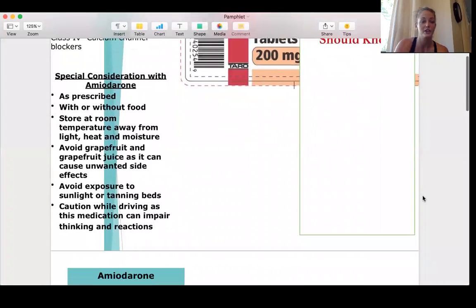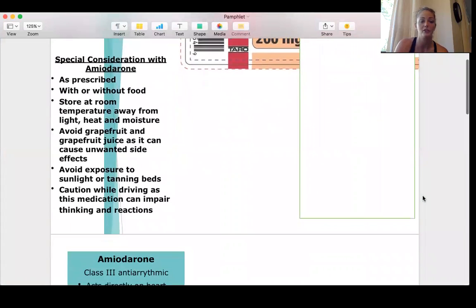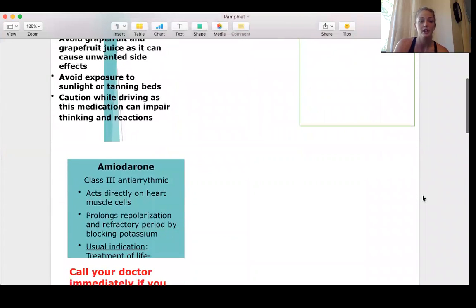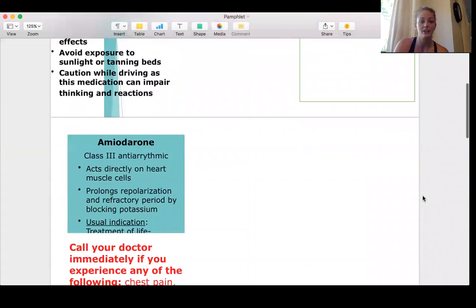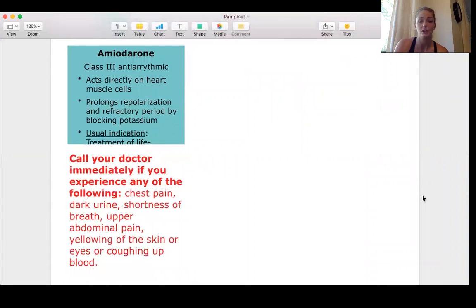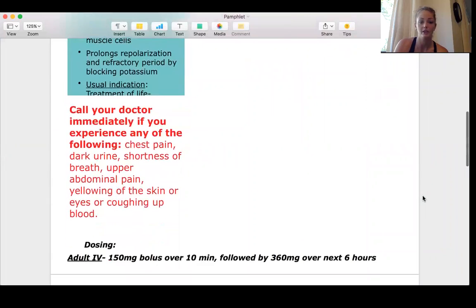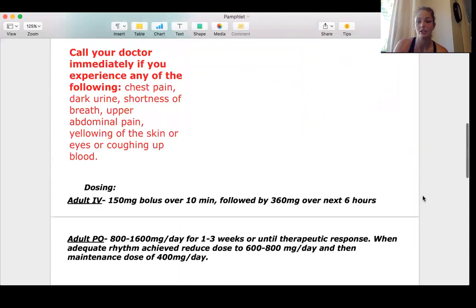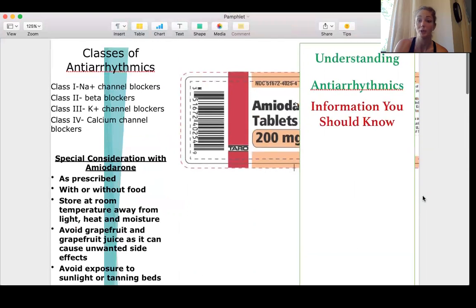So, special considerations: as prescribed with or without food, store at room temperature, avoid grapefruit juice, avoid sunlight, caution when driving, and things to look for with when to call your doctor. There's some dosing as well. And the pamphlet will be attached in the document in proper formatting.